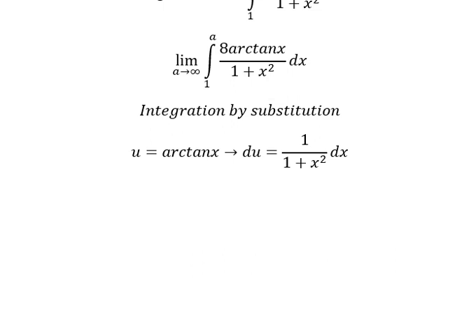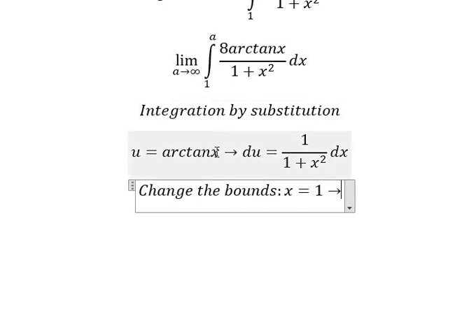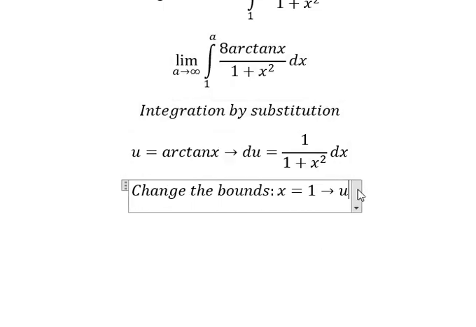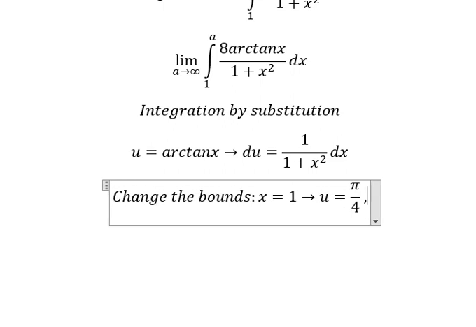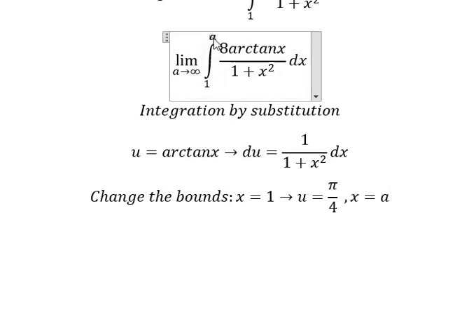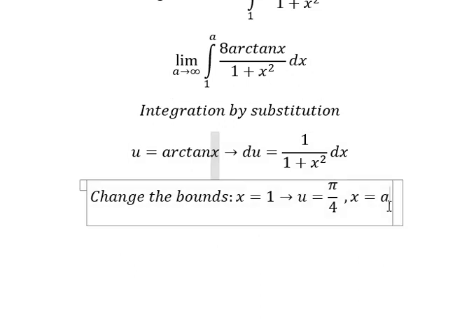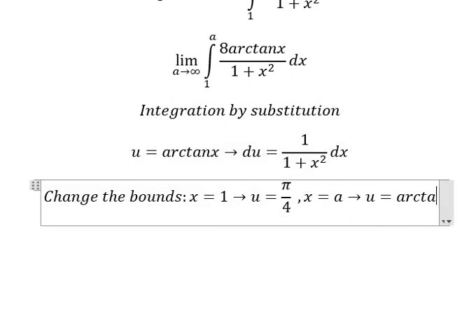Next, we need to change the bounds. When s equals number 1, we put number 1 in here to find the value of u. So u equals pi over 4. When s equals b, we put the value of b in here. So u equals arctan of b.